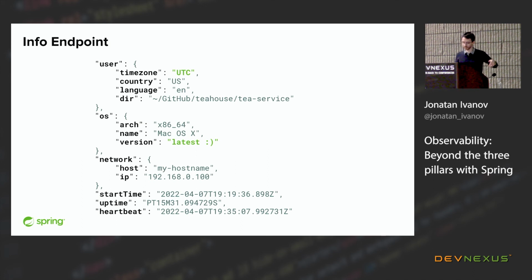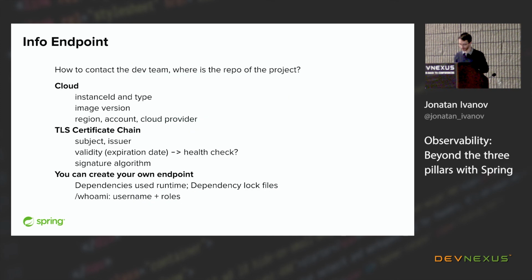Network details, the heartbeat, which is basically the current timestamp. If you ever had clock skew issues, which are happening all the time, that can help you to identify that. And there are other things that you can put there. For example, how to contact the dev team, or where is the repo of the project? How can I get support? What is the email alias?